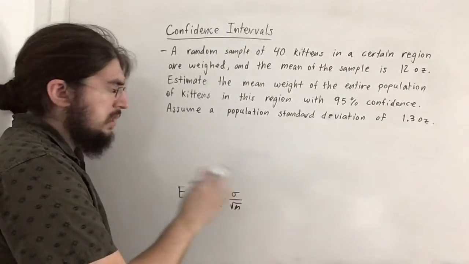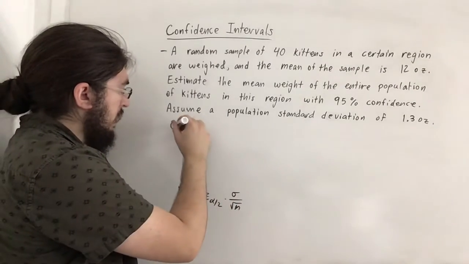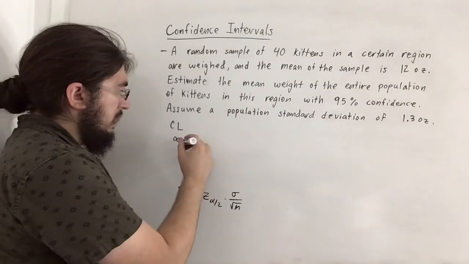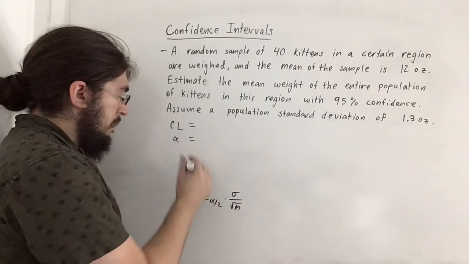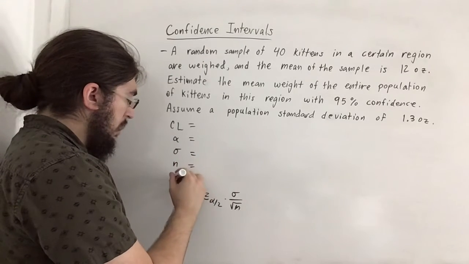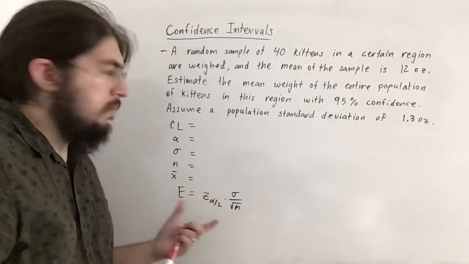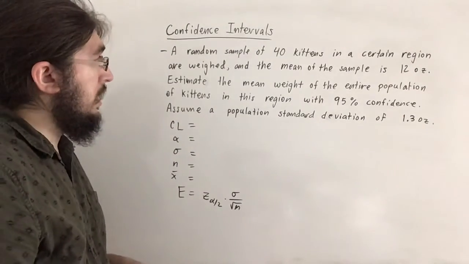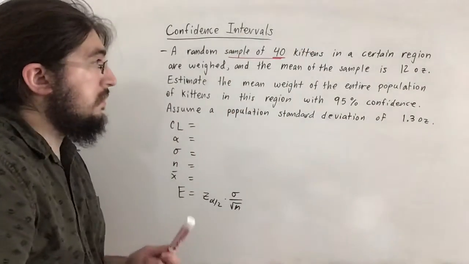Z sub alpha over 2 we'll discuss at the very end, but that is known from our confidence level. So we need to find our confidence level. That'll allow us to find alpha. From there we can find alpha over 2 obviously, and so we'll discuss that afterwards. We need sigma, we need n, and we of course need x bar, which I haven't written anywhere, and I explained how it interacts with E, but we don't know yet. Right now, let's just list these. So if we look throughout our sentence here, our random sample is of 40 kittens. So that means our sample size n is 40.